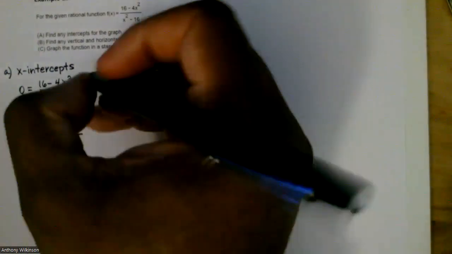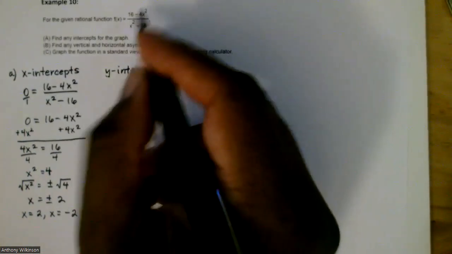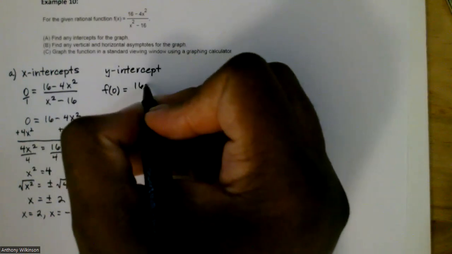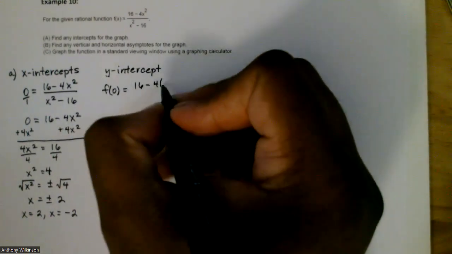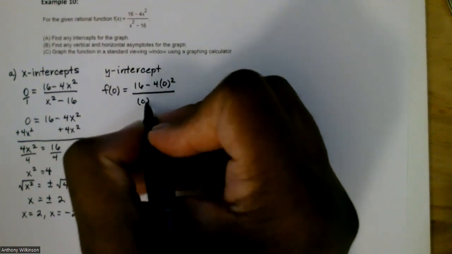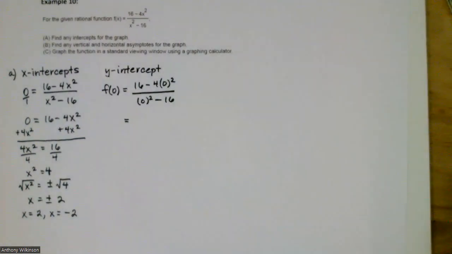Before I go to part B, I need to find the y-intercept. That says find any intercepts, and that means x-intercept and y-intercept. To find the y-intercept, we just substitute 0 in for every x in that function. So f of 0 is equal to 16 minus 4 times x, which is 0, squared, divided by 0 squared minus 16. Just substituting each x with 0.